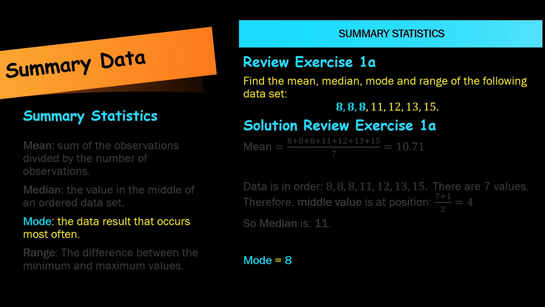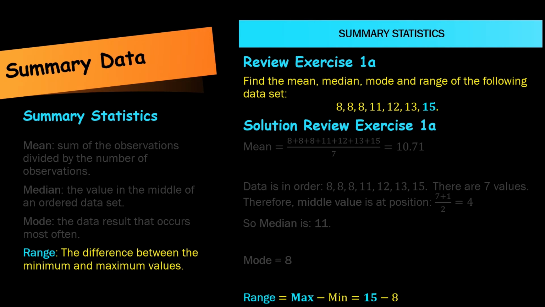And now for the mode. This is the most frequently occurring data item, which is of course 8 in this example. So the mode is equal to 8. And the range is the maximum, which is 15, minus the minimum, which is 8. And of course, 15 minus 8 is equal to 7.